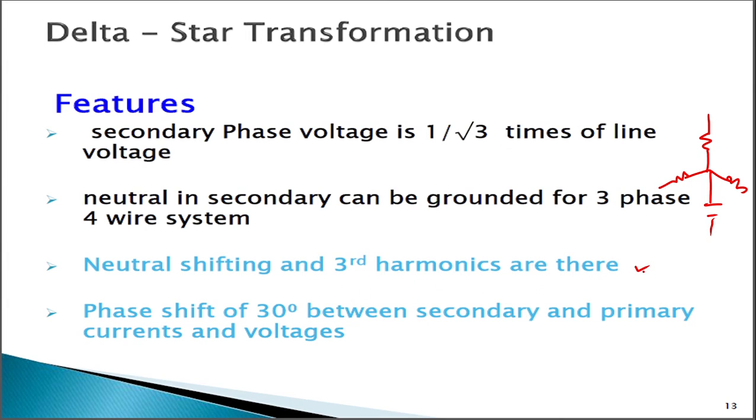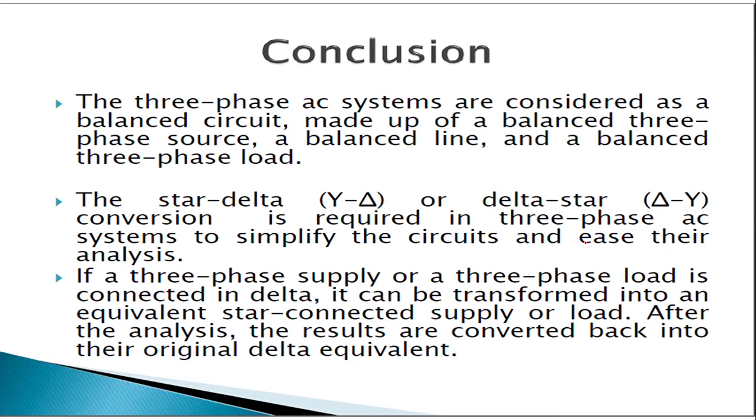Neutral shifting and third harmonics are there. Now, what is neutral shifting? No need to know, you don't have it in the syllabus. Just know that neutral shifting reduces third harmonics. There is a phase shift of 30° between secondary and primary current and voltage because of this 1 by root 3 condition, right? So these are some of the features of the delta star conversion.